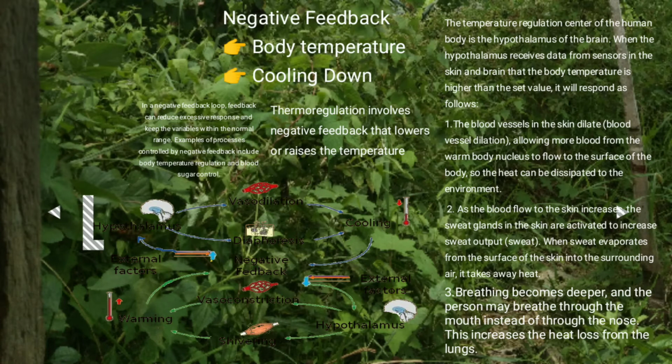Two, as the blood flow to the skin increases, the sweat glands in the skin are activated to increase sweat output. When sweat evaporates from the surface of the skin into the surroundings, it takes away heat. Three, breathing becomes deeper and a person may breathe through the mouth instead of through the nose. This increases the heat loss from the lungs.